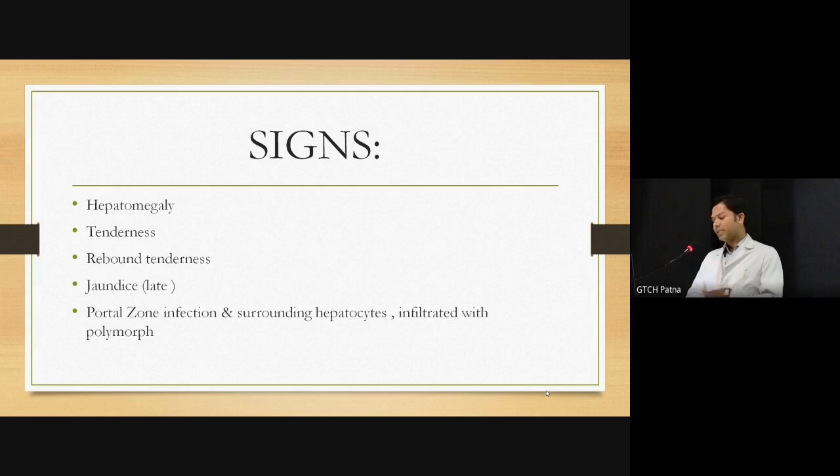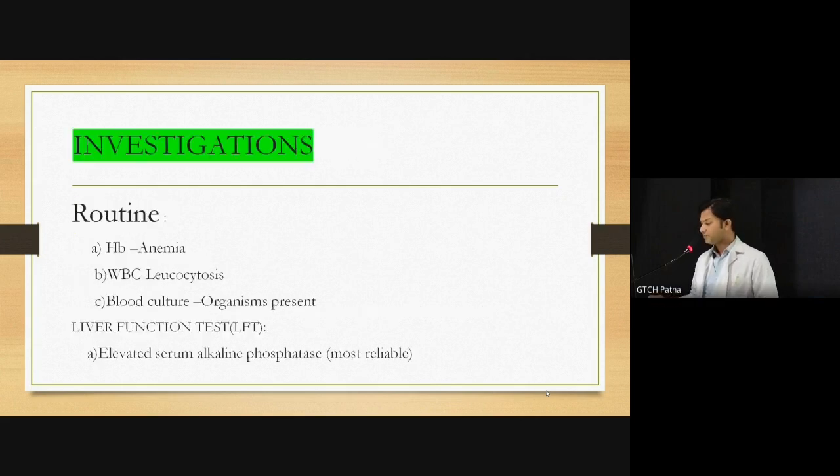Jaundice would be there, but of course it is late. This would be a late feature, along with portal zone infection and the surrounding hepatocytes infiltrated with polymorphs.